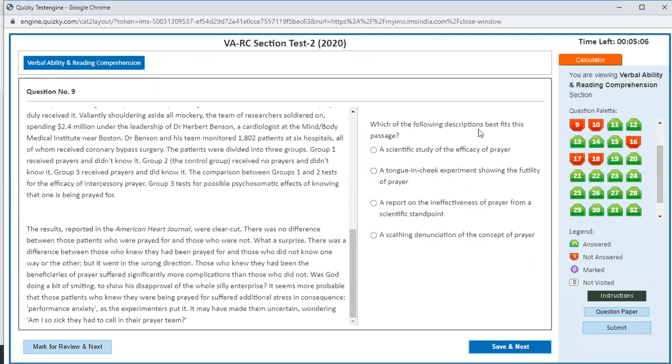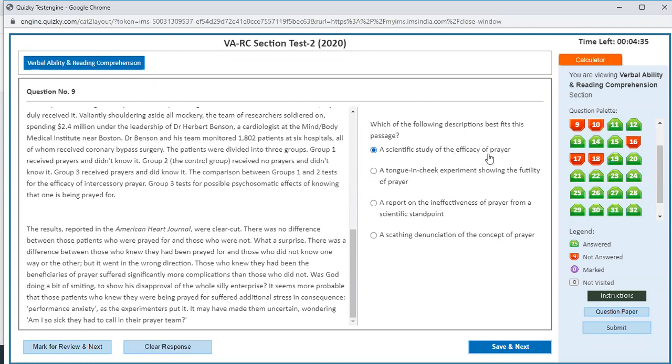Which of the following descriptions best fits the passage? A scientific study of the efficacy of prayer. A tongue-in-cheek experiment showing the futility of prayer. A report on the ineffectiveness of prayer from a scientific standpoint. A scathing denunciation of the concept of prayer. A scientific study of the efficacy of prayer looks good. Does prayer work or not? A scientific study was done. Okay, a scientific experiment.